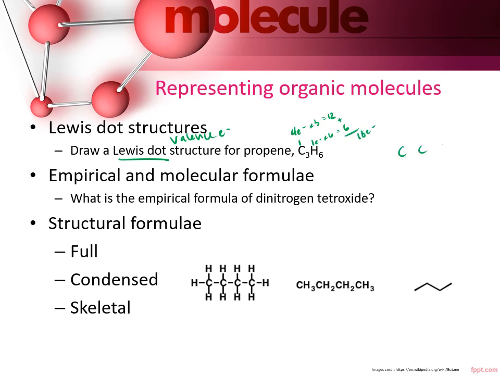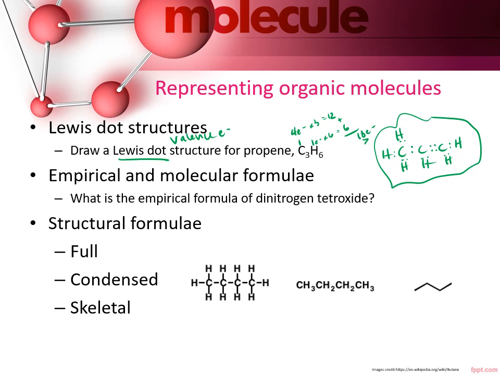So I'm going to do C, C, C. I'm going to throw some H's around. I have run out of H's, but that's okay because here's what's going to happen. If I do 2, 4, 6, 8, 10, 12, 14, 16, 16. Uh-oh, I only have 2 more electrons, and I definitely need some more bonds. But if I make a double bond here, everything is golden. So this is the Lewis dot structure for propene, C3H6.